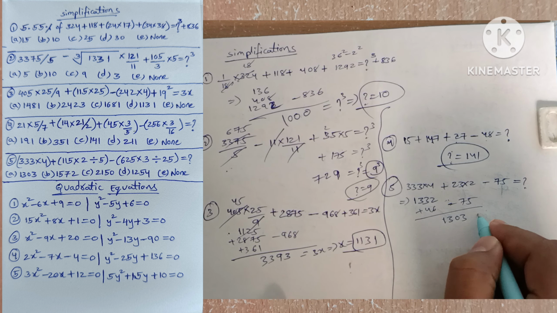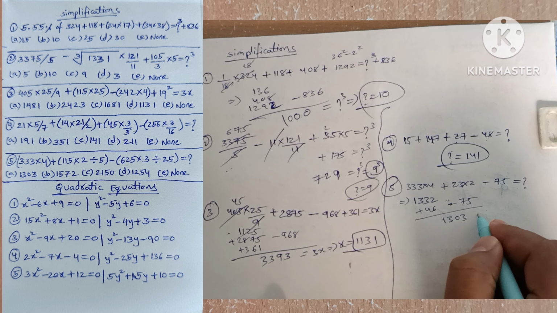First one, x square minus 6x plus 9 equals to 0. Here the roots are positive 3 and positive 3. Y square minus 5y plus 6 equals to 0. Here the roots are positive 3 and positive 2. Comparing these two, x is greater than or equal to y.